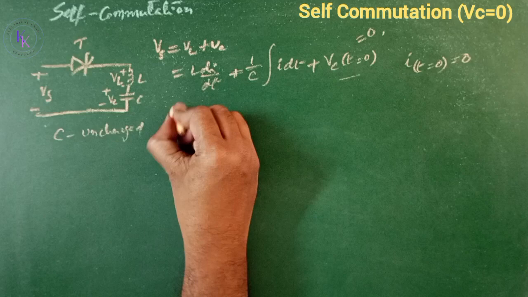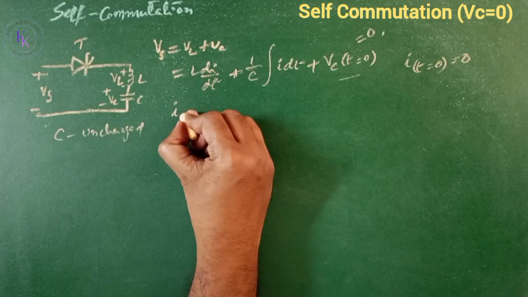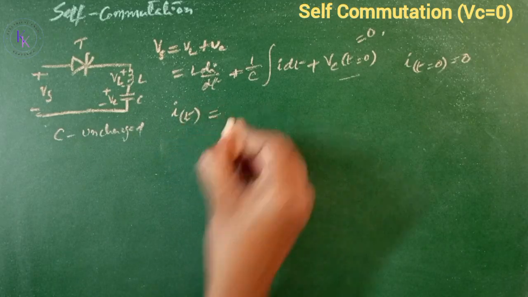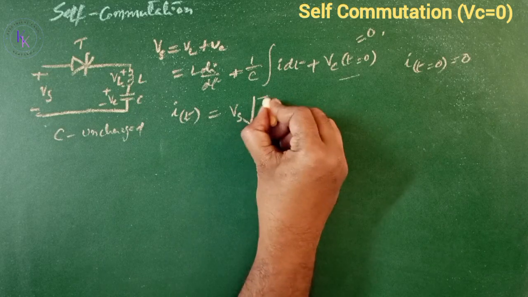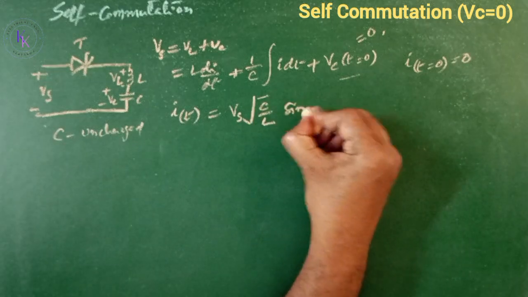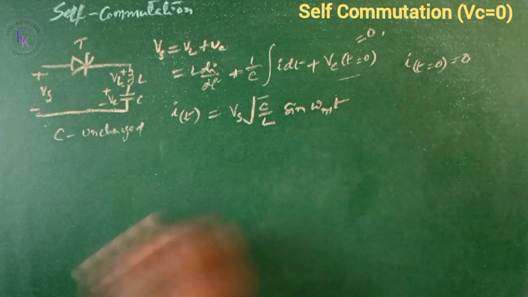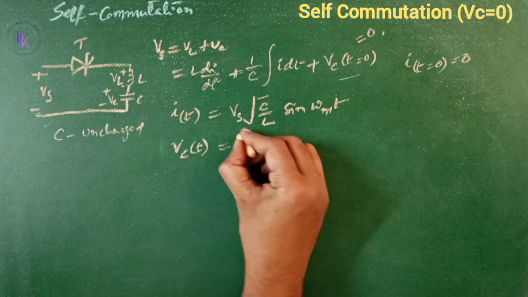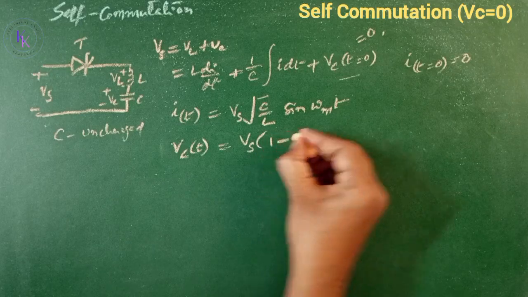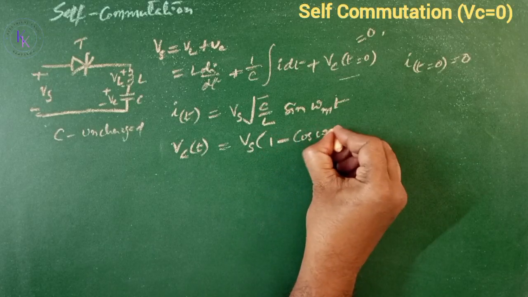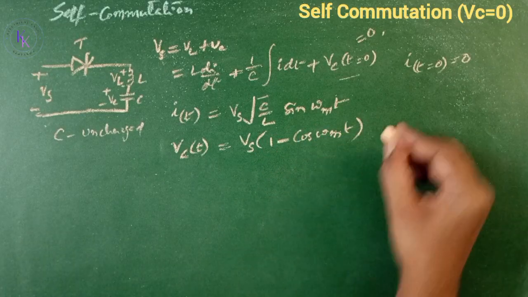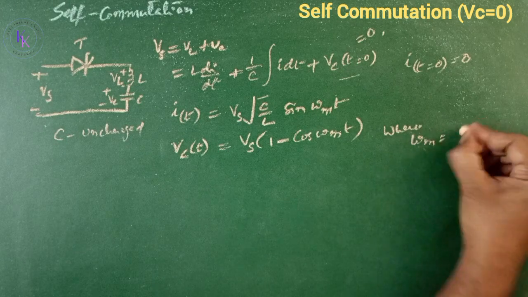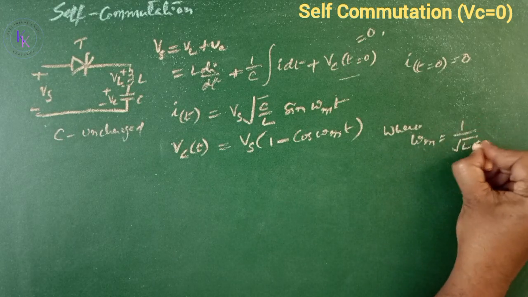Then the solution for this gives the charging current I of t as Vs square root of C by L sine omega m t, and the voltage across the capacitor Vc of t equals Vs times 1 minus cos omega m t, where omega m equals 1 by root LC.